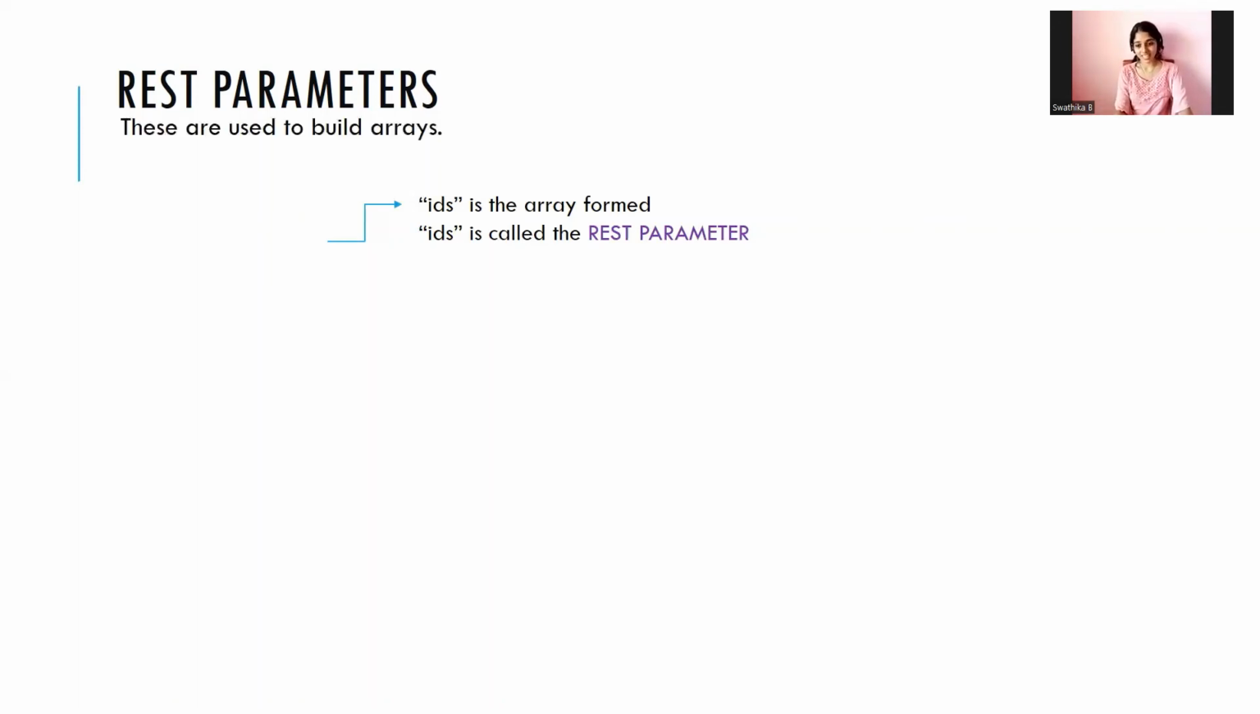So these are used to build arrays, and you know what a parameter is. That is something that is given in the function. Function fun, and you have the parameters. Rest parameters, interesting. So here, the syntax is going to be this way. Function fun.